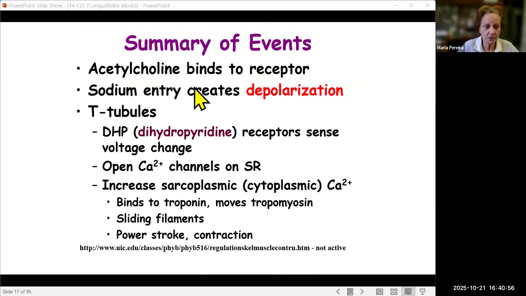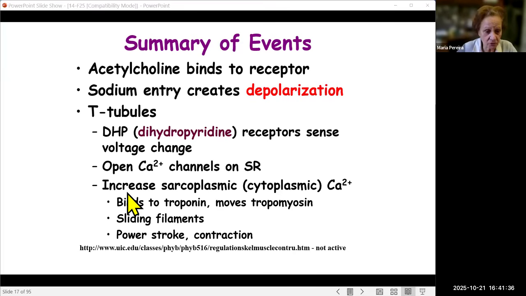Acetylcholine binds to the receptor. Sodium enters and creates what we call depolarization. So when it goes from -90 to -60, or from -60 to 30, that is known as depolarization. Then you have the T-tubules with the dihydropyridine receptors, which are sensitive to the change in voltage, going from -90 to -60. So then they open the calcium channels on the sarcoplasmic reticulum. These channels are voltage-gated calcium channels.